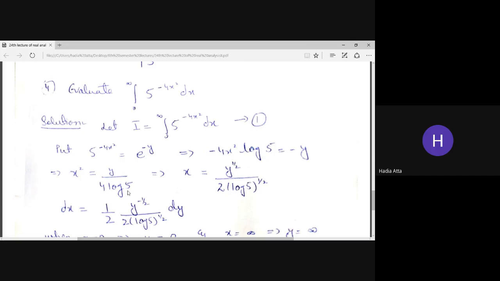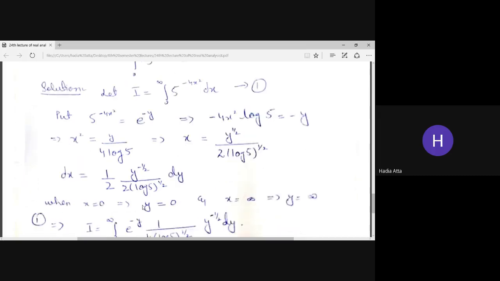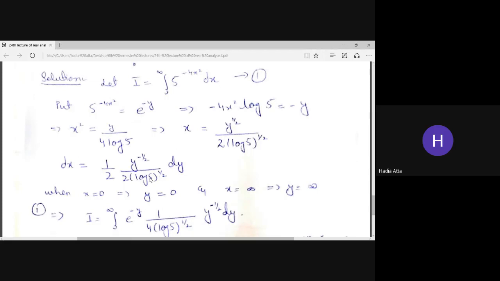And now you can easily differentiate that x. In the denominator we have the value of a constant. These are the constant values, so we just differentiate the y term, and from here we will get 1 by 2 y to the power minus 1 by 2 dy, with a constant in the denominator. And again we are going to change the limits of integration: if x is equal to 0, y is equal to 0, and if x is infinity, y is equal to infinity.